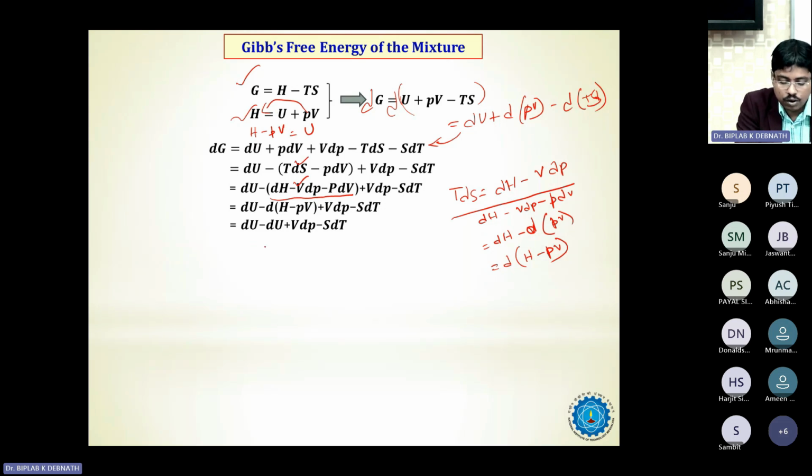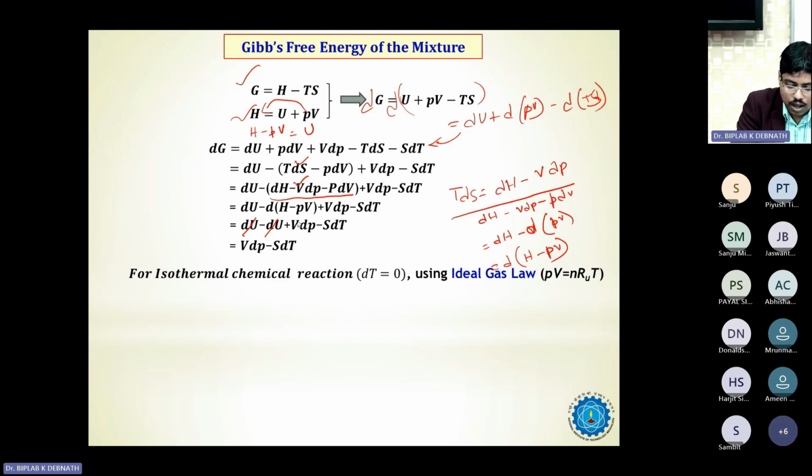So in this particular equation we can write dU minus dU plus VdP minus SdT. dU cancels out, so you get VdP minus SdT. So VdP minus SdT is the final form of dG, without neglecting temperature and pressure changes. For an isothermal chemical reaction, if the reaction occurs at constant temperature, then dT will be 0.